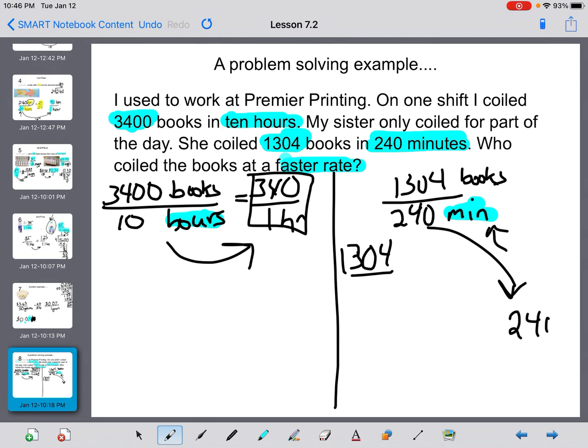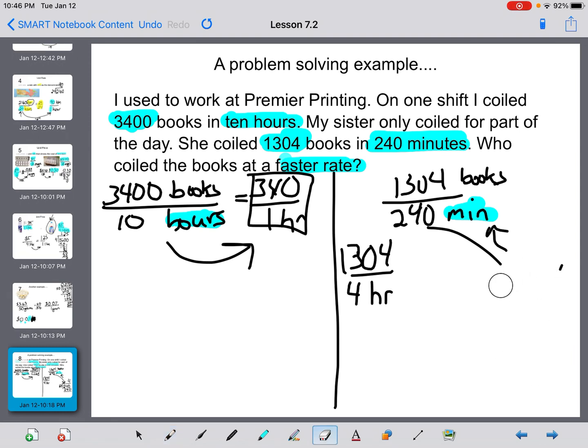But what I'm going to do is just pause and think: 240 minutes, how many hours is that? Well, I should know that there's 60 minutes in an hour. So 60 fits into 240 4 times. So actually my sister's rate is 1304 in 4 hours.